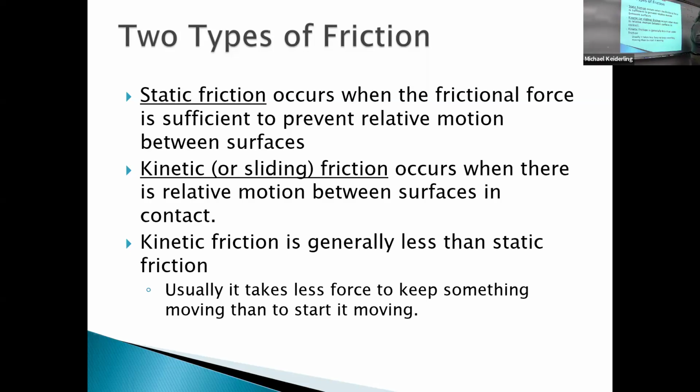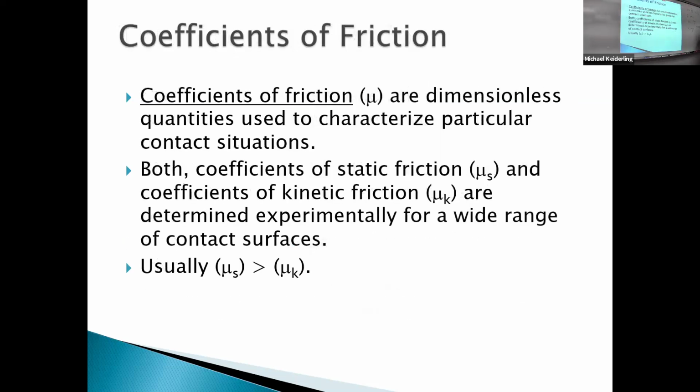It takes less force to keep something moving than it does to start it moving. That's sort of the general thought. And the way we describe the strength of friction is with coefficients of friction. They're written with a Greek letter mu, which looks like the same thing that's used in the abbreviation for micro. It looks like a U with a bar on the front.